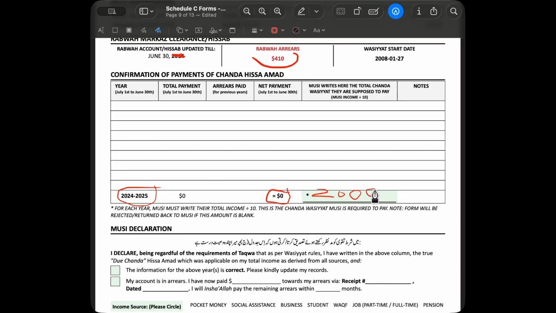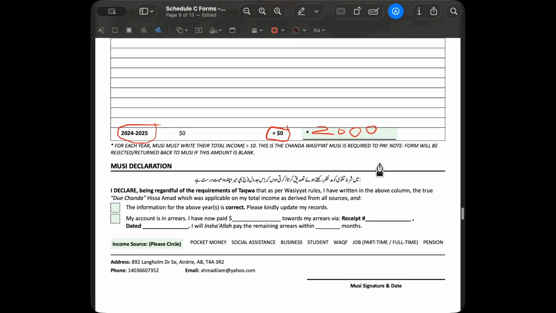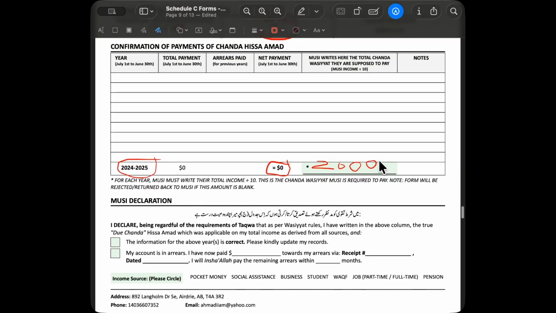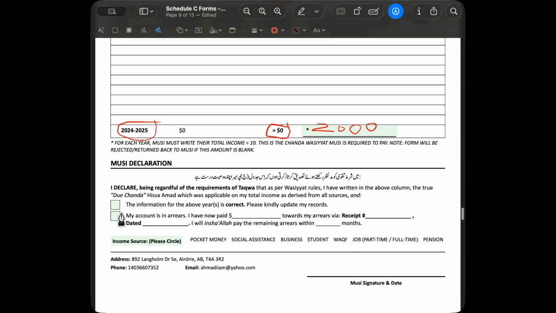And the Musi decides no, he's going to pay the arrears as well, the $2,000 and also the 410. So he goes online and pays his Chanda Wasiyat in total, $2,000 plus 410. So he will tick mark this and write down 2,410, which he has paid, and the receipt and date. And then income source, let's say he had a job, so he will circle job and then sign and date. Next form.